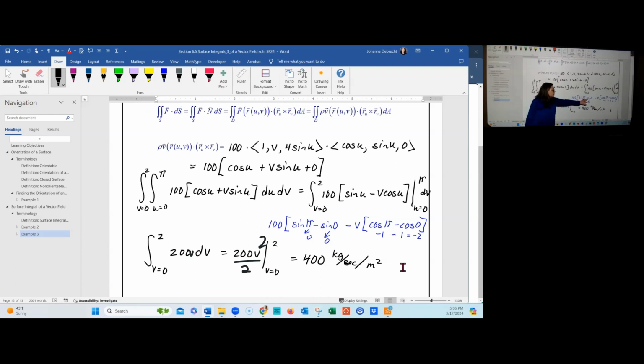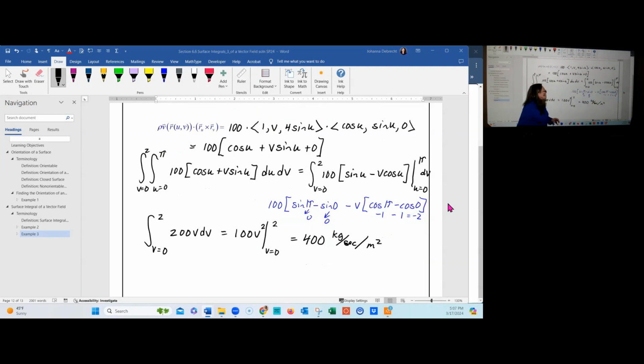Sine of pi minus sine of 0, they're both 0, so the difference is 0. Then I factor out the negative v. I find cosine pi minus cosine 0 is -1 minus 1, or -2, multiplied by the negative v. Once I have that, I multiply the -2 by negative v to get 2v, multiplied by 100 gives me 200v dv. This then, when I integrate, gives me v squared divided by 2.